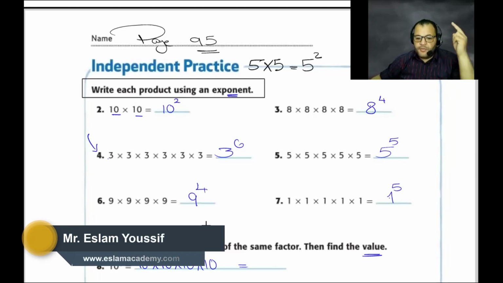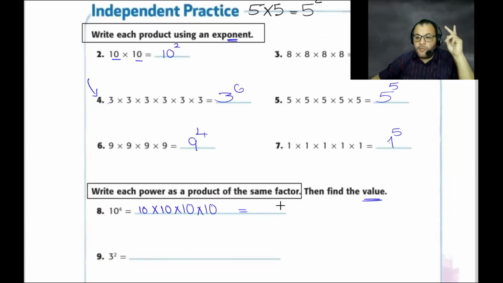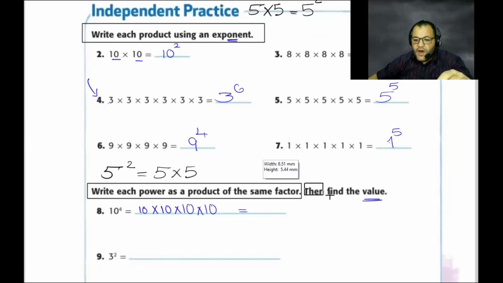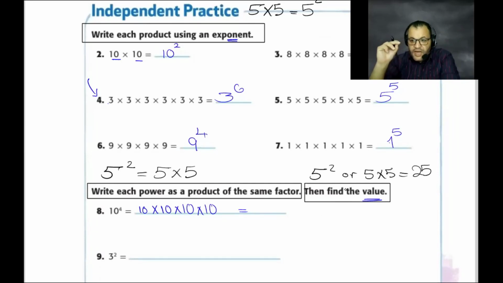The idea number 2: I need you to write each power as a product. So when I have 5 to the power 2, I don't need the answer, I just need 5 times 5. The idea number 3 is find its value. So when I say 5 to the power 2 or 5 times 5, I need the answer to be 25. When I ask you to convert the power to a product, I need only the product. I don't need the answer.